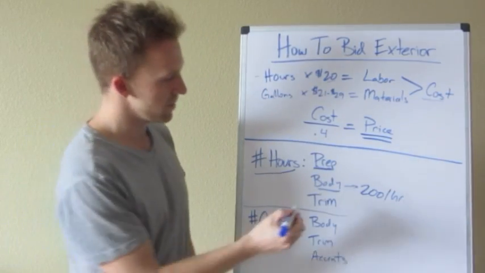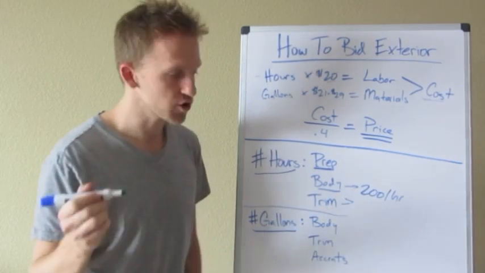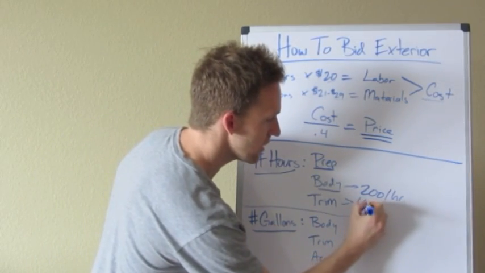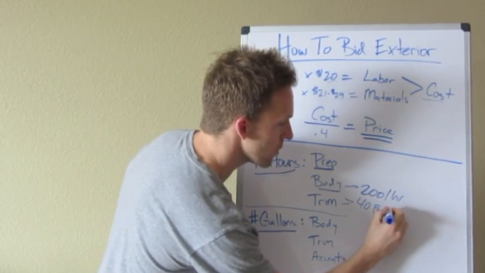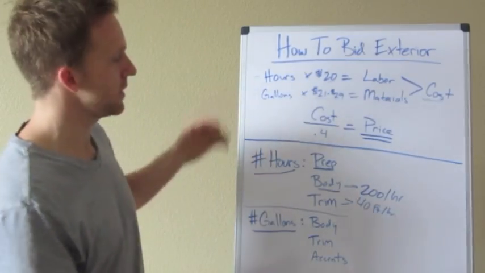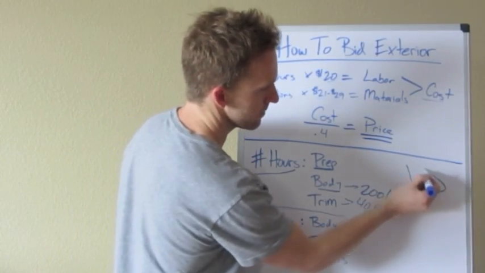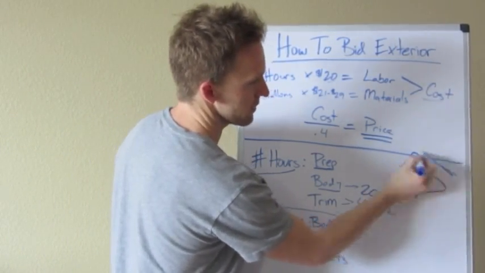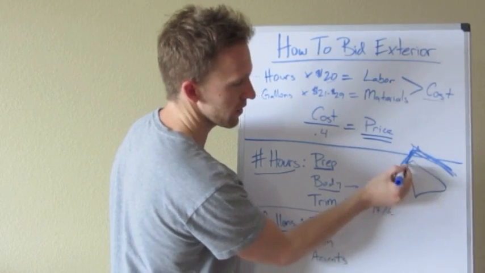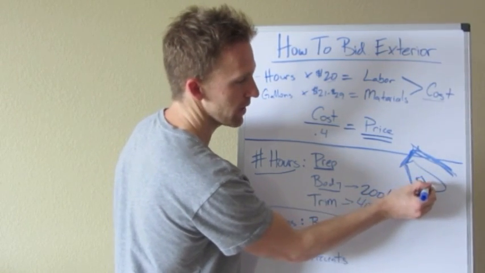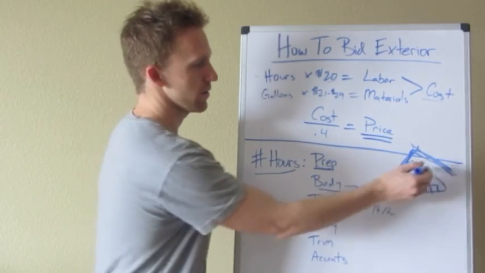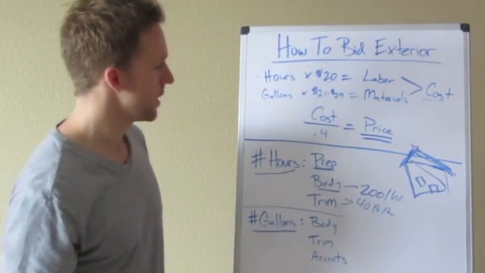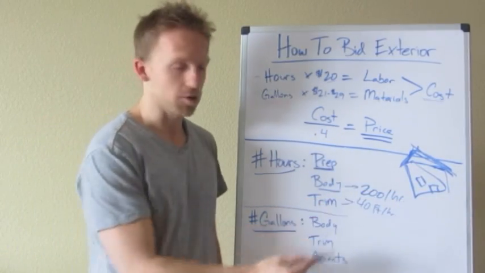Alright, trim. We mentioned this in the other video. Trim is going to be 40 feet per hour. Everyone knows what trim is. It's this here along the peak that the gutters are on. There's usually corner boards, trim around windows, trim around doors, and so on and so forth. That's a horrible house, by the way. Alright, so trim is 40 feet per hour.